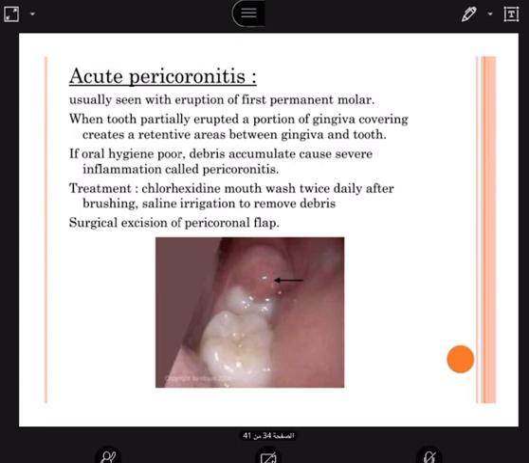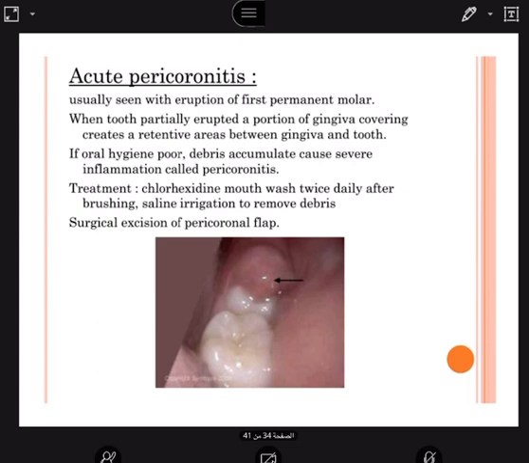If oral hygiene is poor, debris will accumulate, causing severe inflammation in this region, and this condition is called pericoronitis. In the pedo clinic we usually see it in the first permanent molar, but it is more common with the third permanent molars. At the age of 17 to 21, when the permanent third molar is about to erupt, that is when you will find it more commonly in your clinical practice.